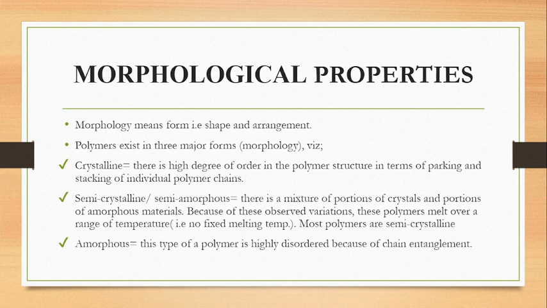Polymers exist in three major forms. Polymers exist in three major morphologies: crystalline, semi-crystalline, and amorphous. These are the different morphologies that we have.